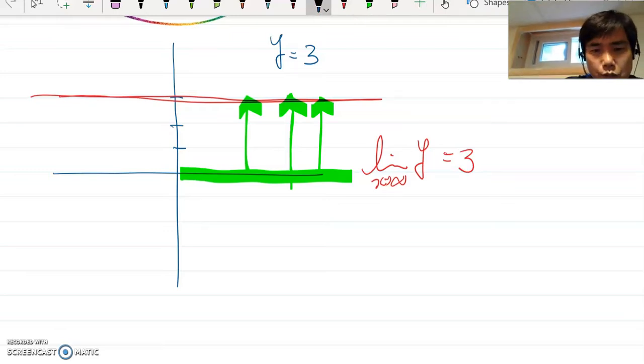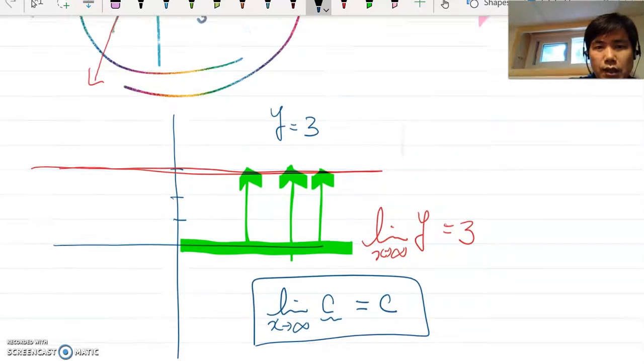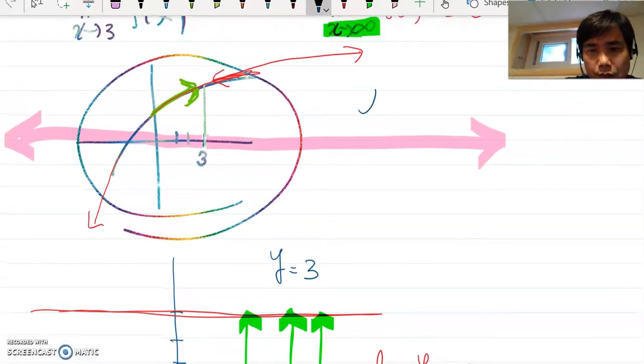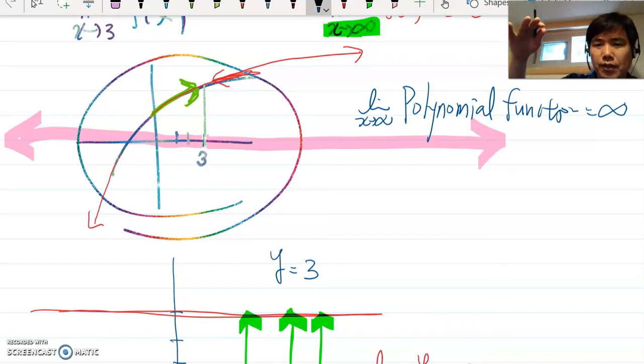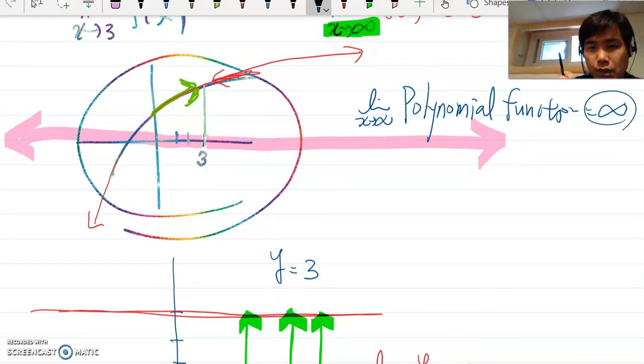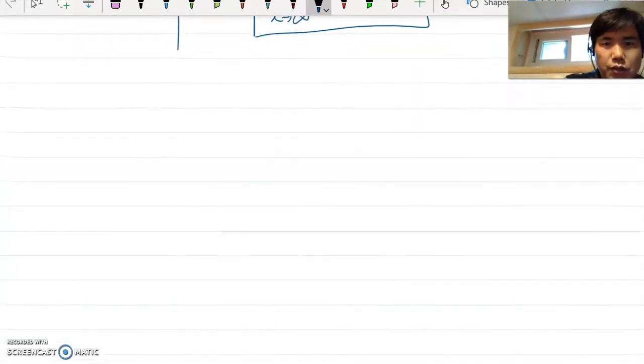Based on that fact, the limit as x moves to infinity of any constant value is always that constant value. And then like this, the limit as x moves to infinity of any polynomial function, I want to say that is infinity. Sometimes it goes to positive infinity or negative infinity, but one thing we can say is it is always infinity here.